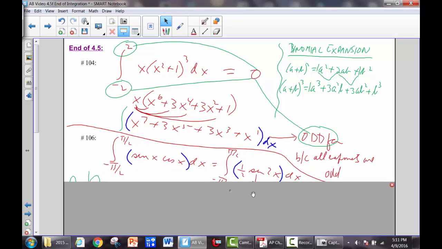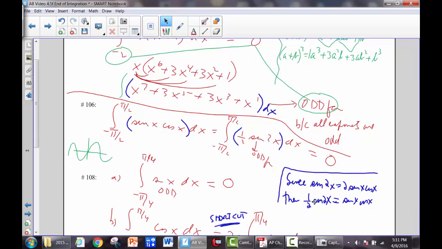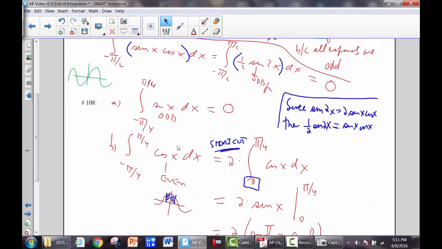Whereas here, if you rewrite sine x cosine x as 1/2 sine 2x, because sine 2x is 2 sine x cos x, so sine x cos x is 1/2 sine 2x. Sine is an odd function. Therefore, if you go from negative pi over 4 to pi over 4, you get 0, because you're going from negative a to a of an odd function. So this is a different way of doing it. If you notice this, then from negative a to a of an odd function is going to give 0.